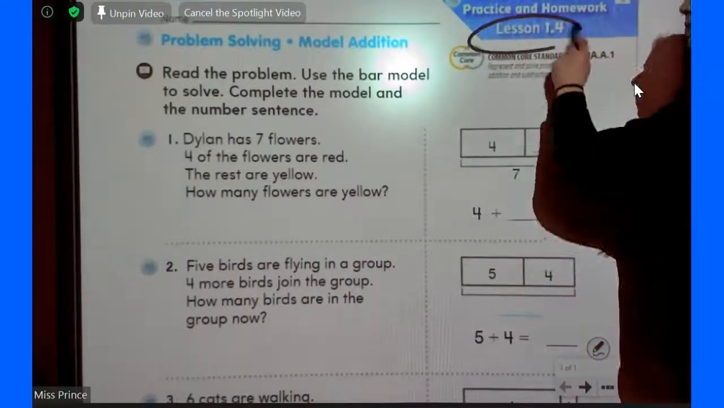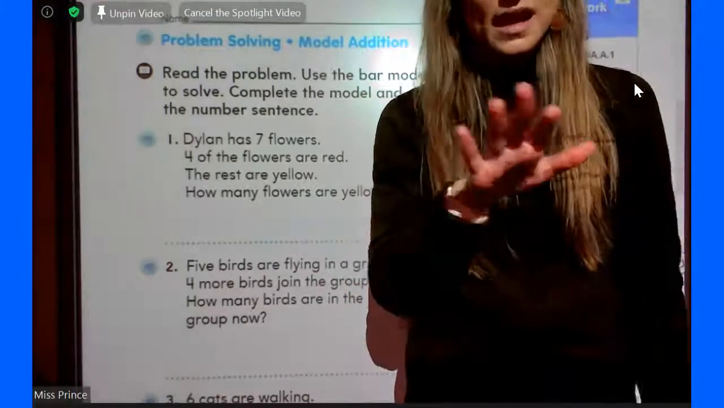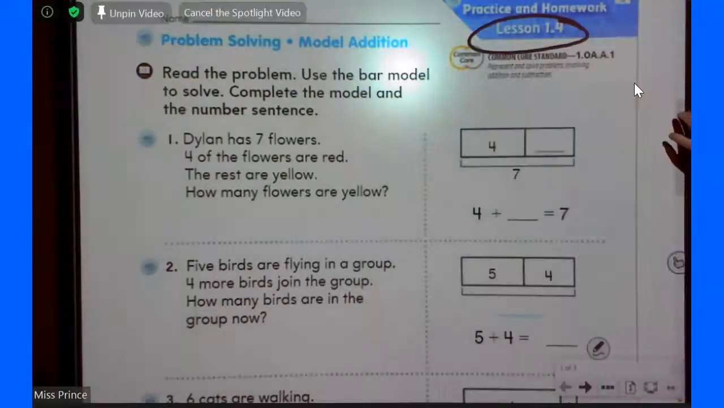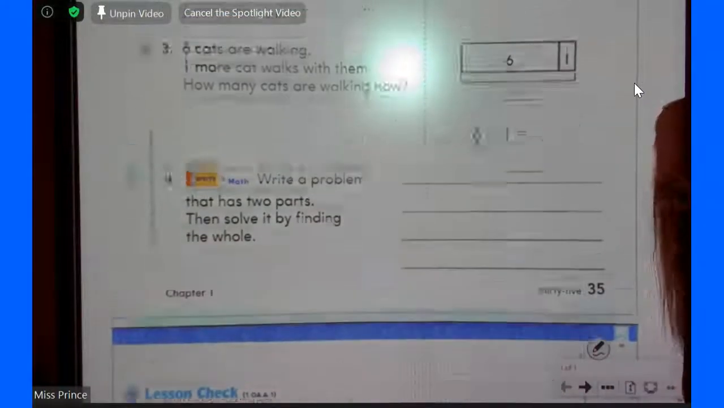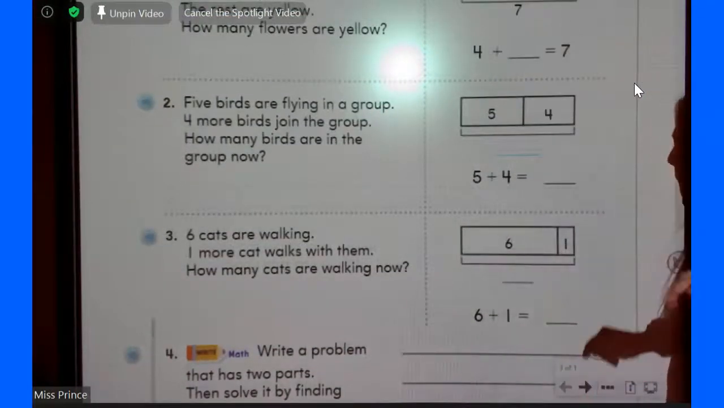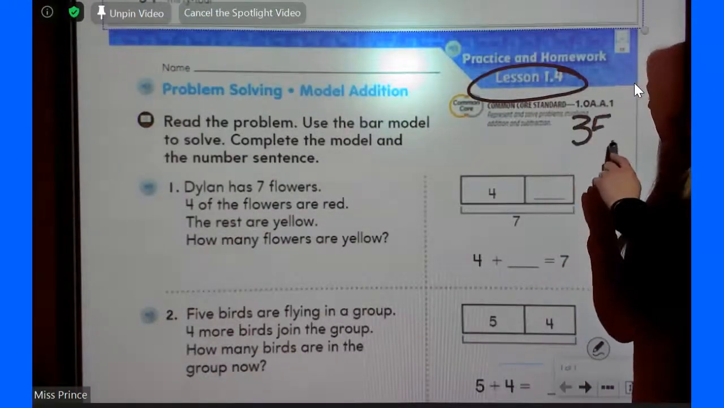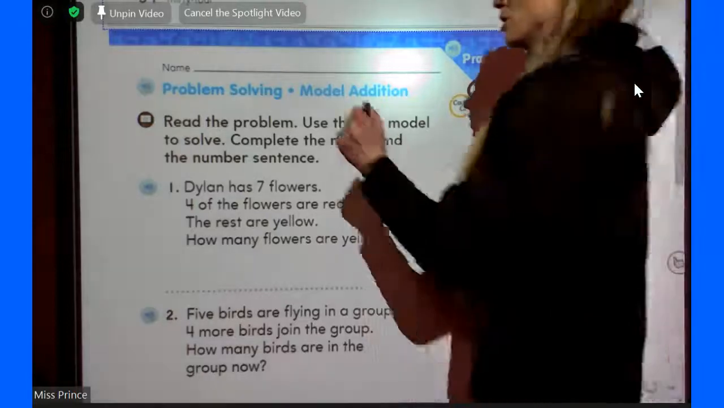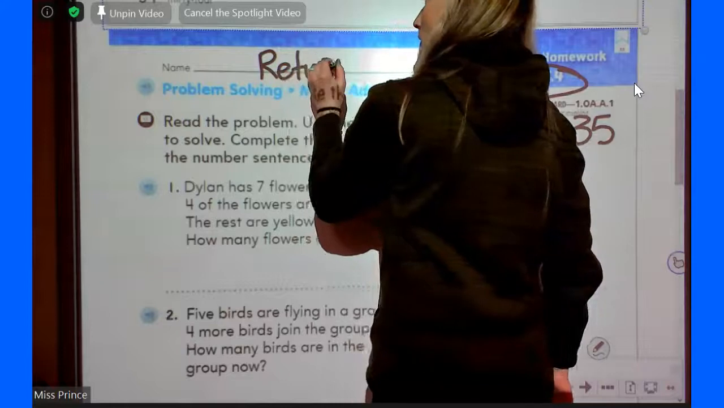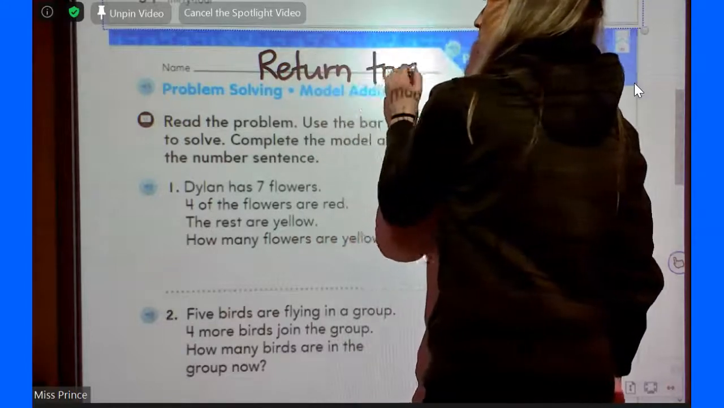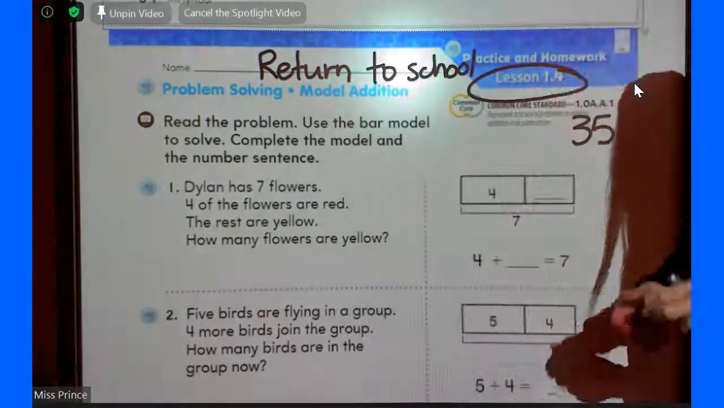It's lesson 1.4. In your book, it should be the next page. If I remember right, this was page 34. Yep, now we're on page 35. So all you're going to do is just go to that next page. Look for the page that says 35. This page, return to school at the next packet pickup, okay?